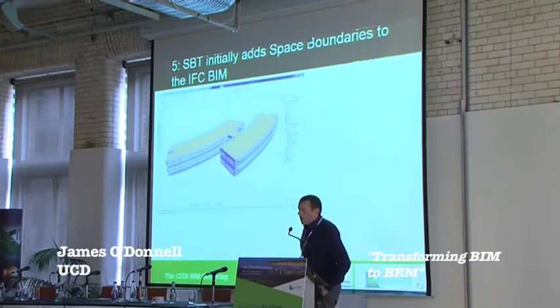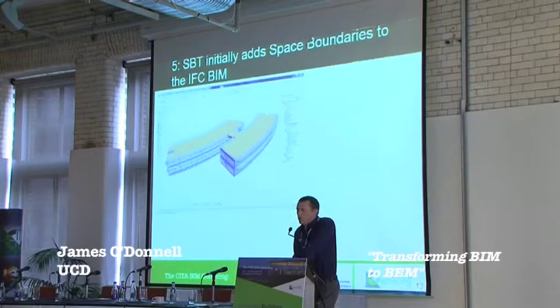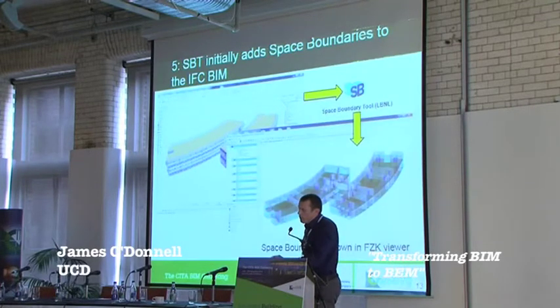Okay, so then SBT itself adds the space boundaries to the BIM through a graph theory-based approach to identify zones, the heat transfer element, and the corresponding other side zone or exterior environment. So it passes through Space Boundary Tool, which is the secret sauce in this whole process, to generate a space boundary representation, which is viewed here in the FZK viewer from Karlsruhe. We had a number of different test cases that we had to manually check to make sure our space boundary tool was working in accordance with our expectations.